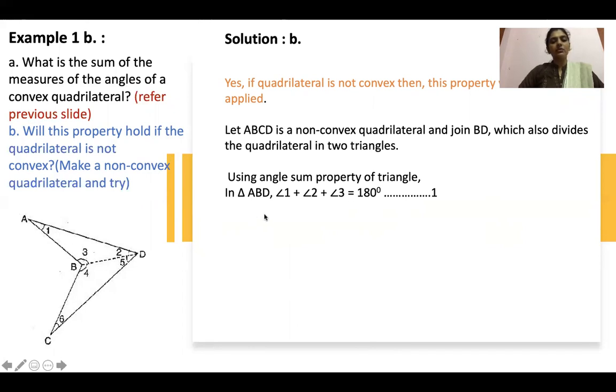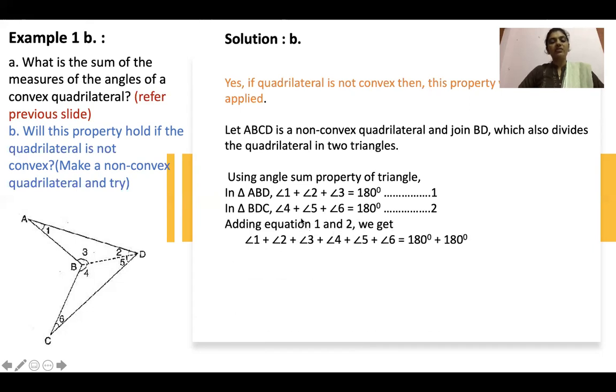In triangle ABD we have angle 1, angle 2 and angle 3. If we add up these angles, by the angle sum property their sum is 180 degrees. Now in triangle BDC we have angle 4 plus angle 5 plus angle 6, which is also 180 by the angle sum property. If we add equations 1 and 2, we get angle 1 plus angle 2 plus angle 3 plus 4 plus 5 plus 6 is equal to 360.